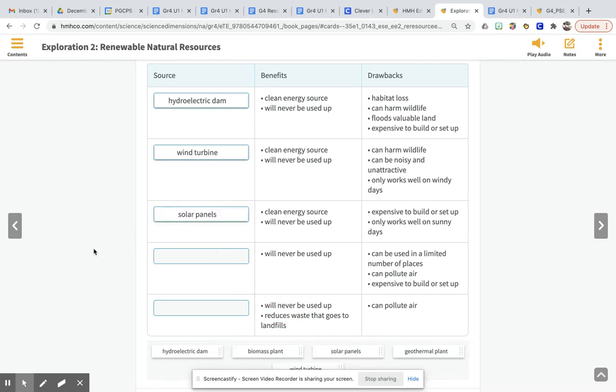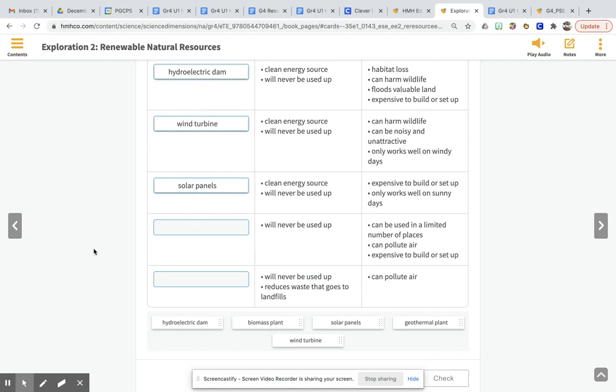Our next one, our benefit is will never be used up, but our drawbacks are can be used in a limited number of places, can pollute the air, expensive to build and set up. That is our geothermal plants. And then finally, will never be used up as a benefit, reduces waste that goes in landfills. And our drawback being that it can pollute the air. That will be our biomass plant.